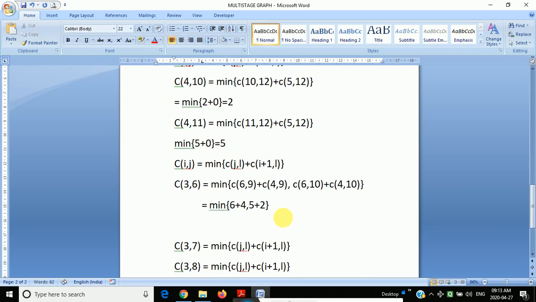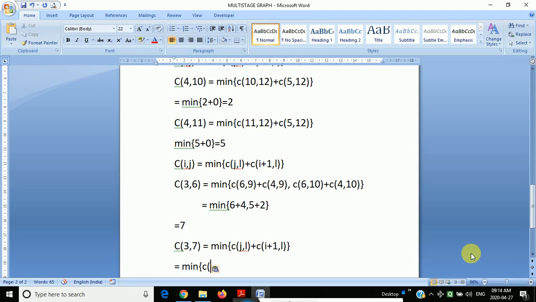So after this, what will we get as the answer? 6 plus 4 is 10. And 5 plus 2 is 7. So what will we get as the answer? Final answer is 7. Next, the same thing we have to do, it is equal to min of cost.